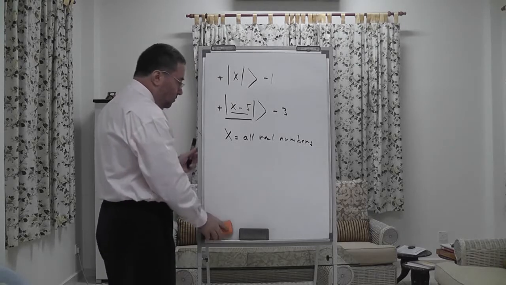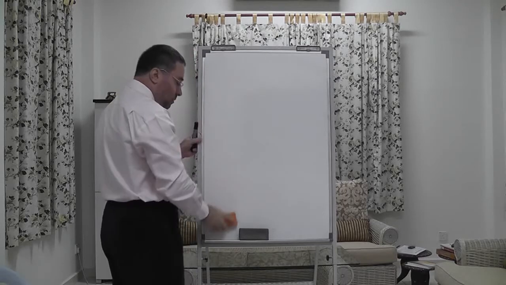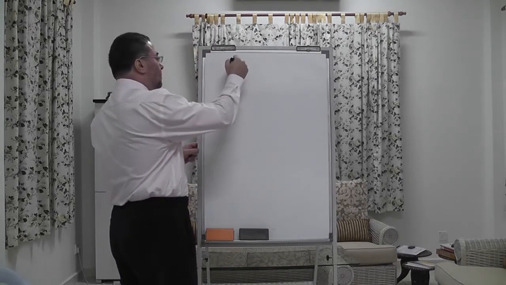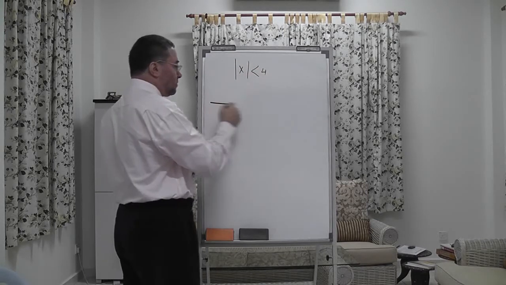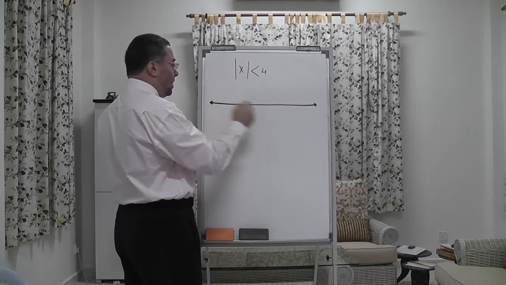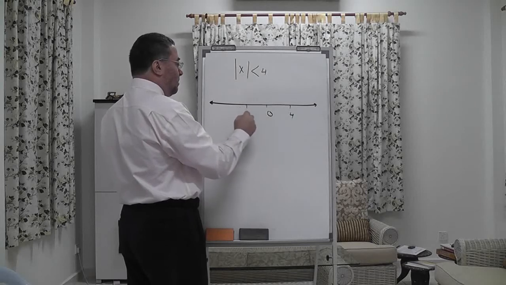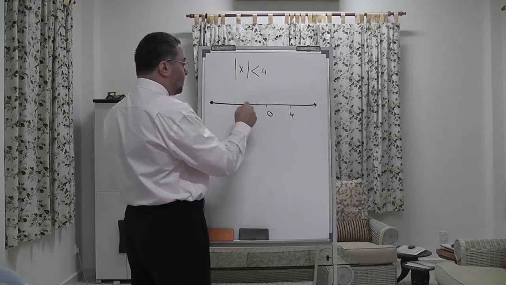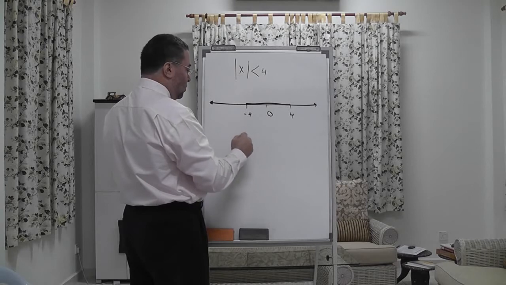So now we are going to solve some of the exercises on page 194. We start with the written exercises. Number 1, absolute x less than 4. Let's see it on the number line. Here we have our x is between minus 4 and 4. So we can write this inequality as such.